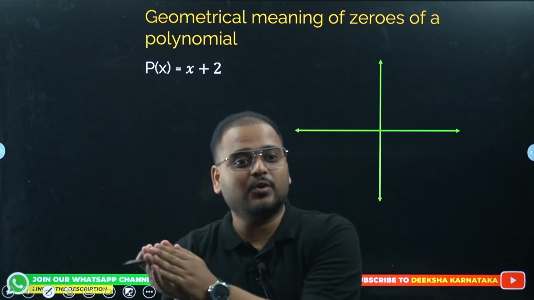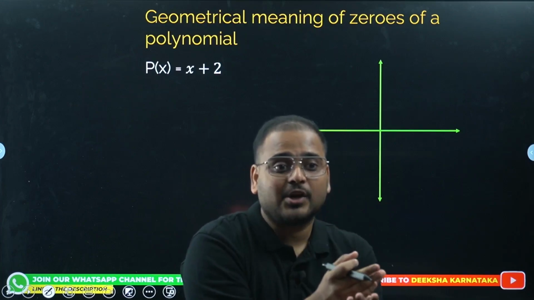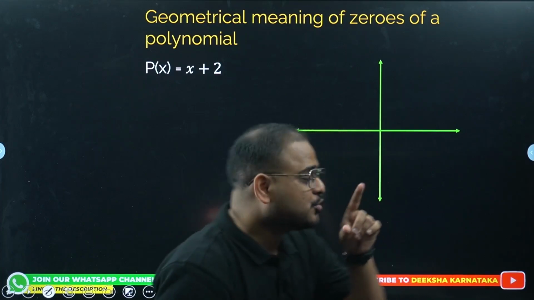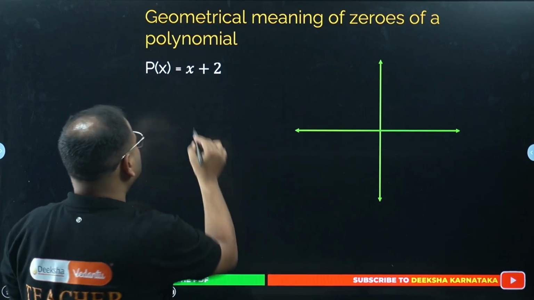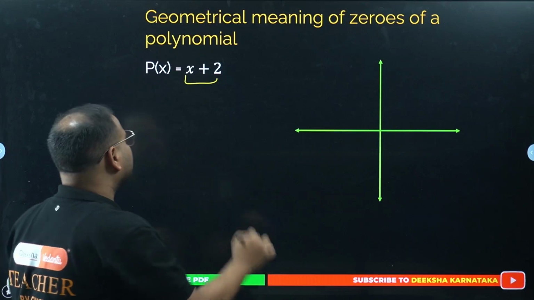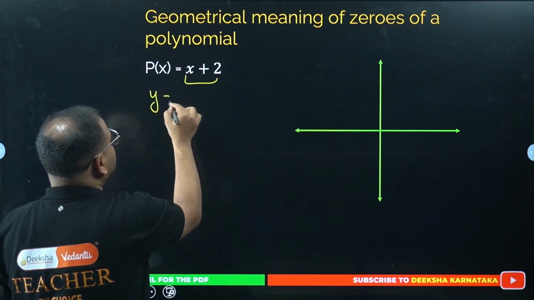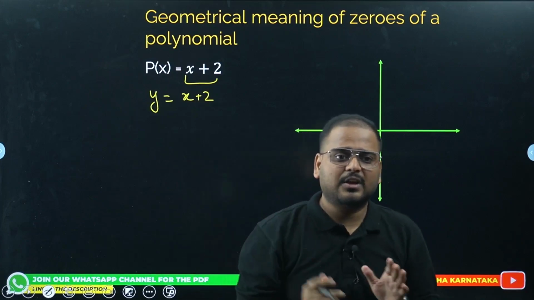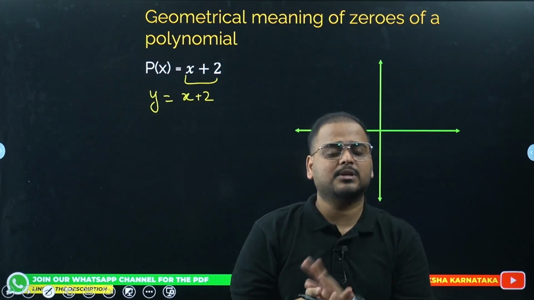If the outcome is 0, then that value of x which makes the outcome 0 becomes the zero of the polynomial, right? So if you remember, this is our linear expression. If I have to write a linear equation, how will I write? y equals x plus 2. We learnt linear equations in grade 9, no? y equals x plus 2.